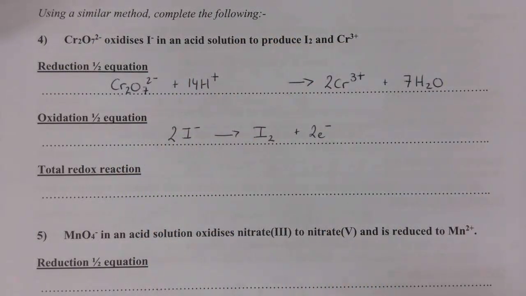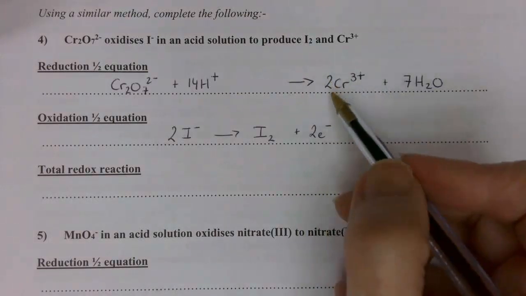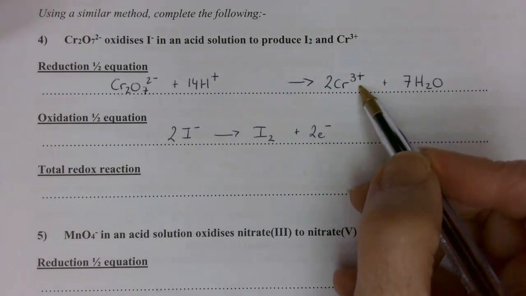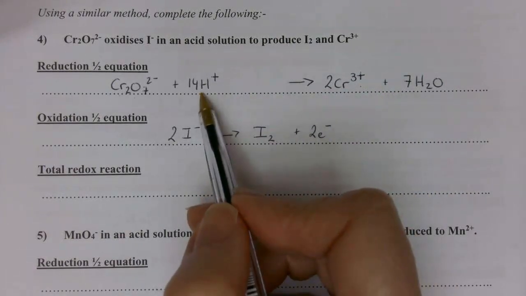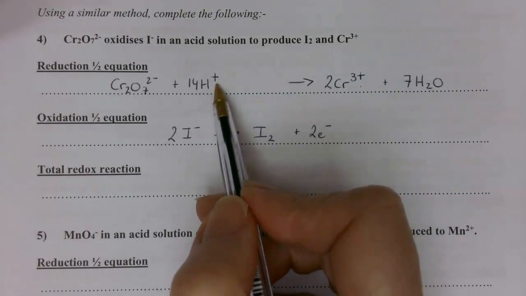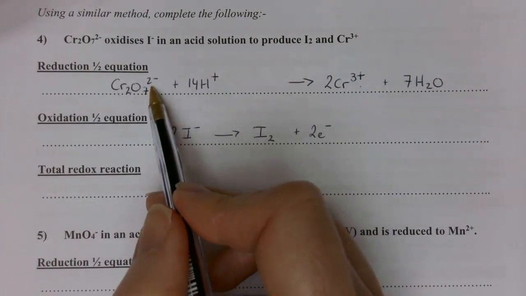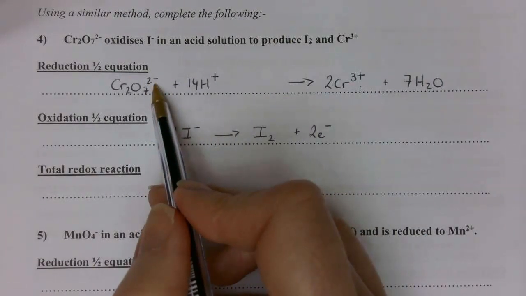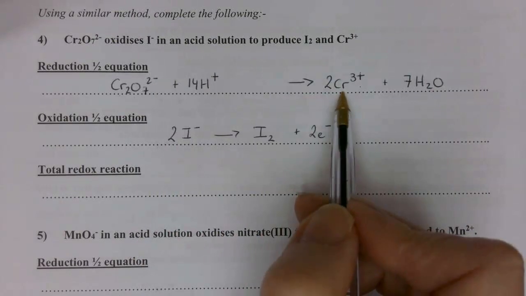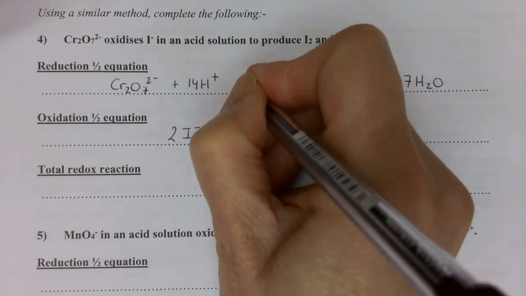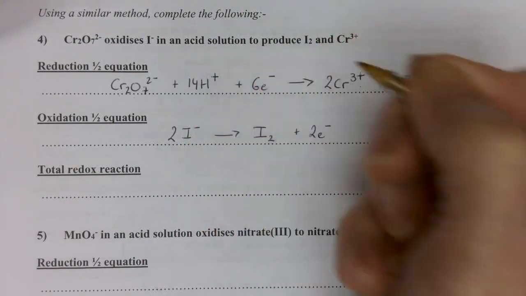Again, I could either use charge balancing or work out the oxidation numbers. In this case, I'm going to do charge balancing just to show the difference. So I've got a total charge on this side of +6 because I've got 2 3 plus ions. I've got 14 1 plus, that makes 14. And I've got these 2 minus here, so that makes +12. To get it down to +6, I need to add 6 electrons.